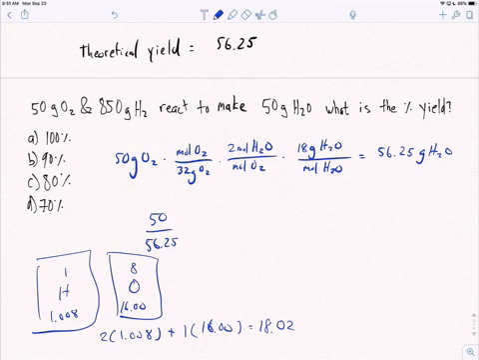Okay, so now you get the actual yield. Your actual and your theoretical yields. Your theoretical yield is 56.25, and your actual yield is 50. So 50 over 56.25, times 100.